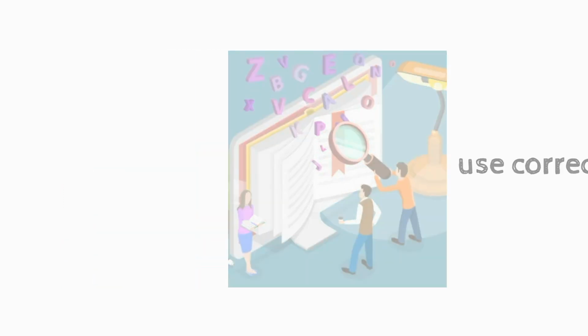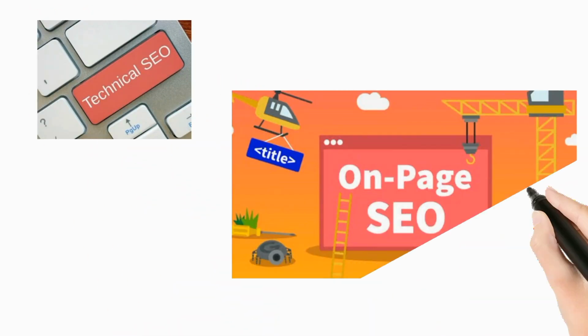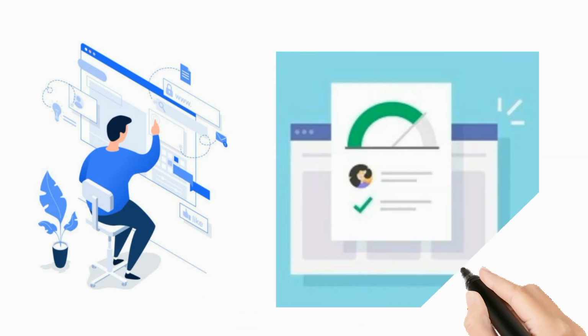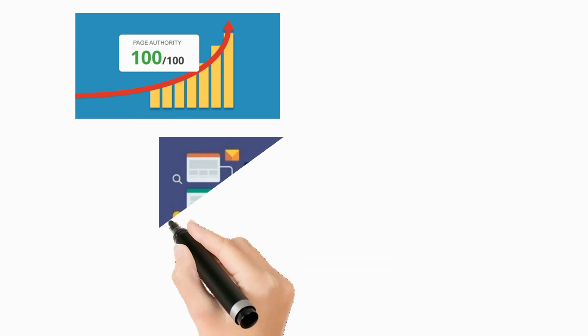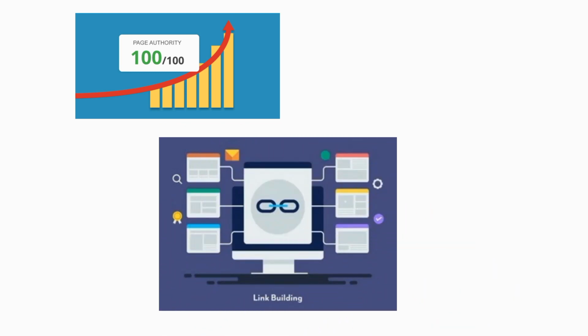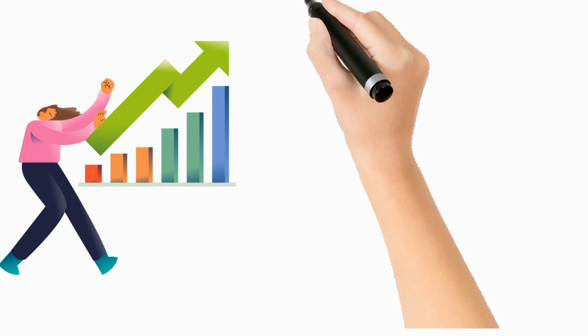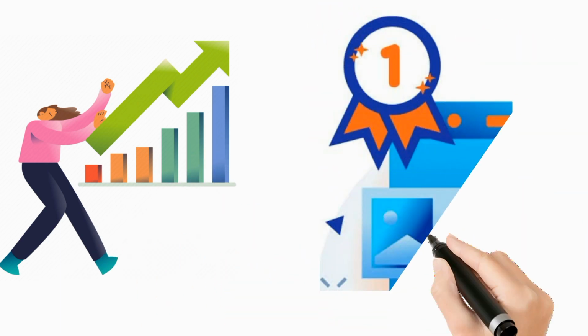You need to go for technical SEO, on-page SEO, and other website settings to optimize your website. Then you need to build authority. You need to build backlinks, and you need to increase your website score to rank higher on Google.